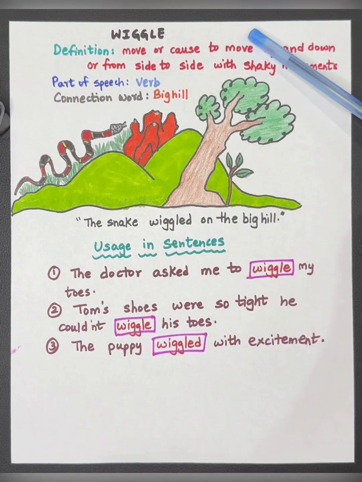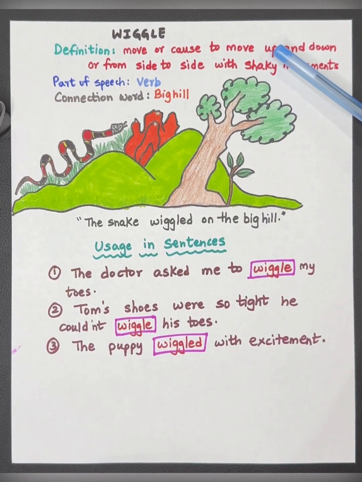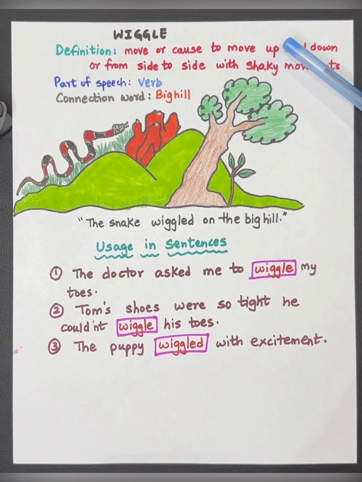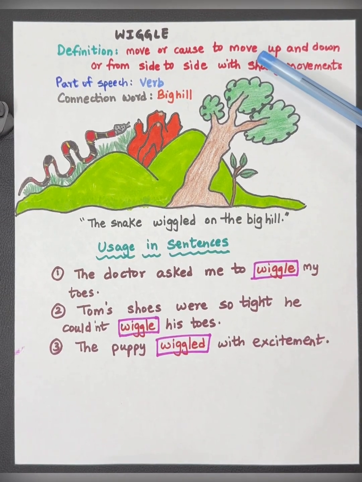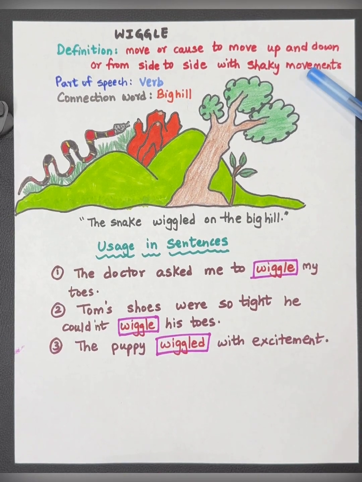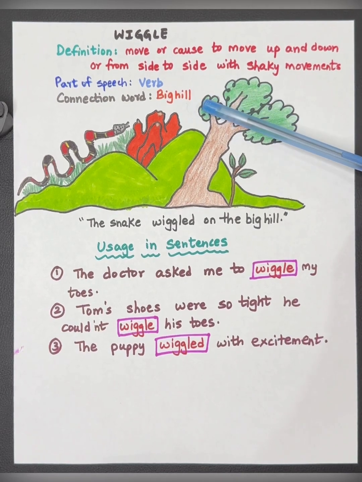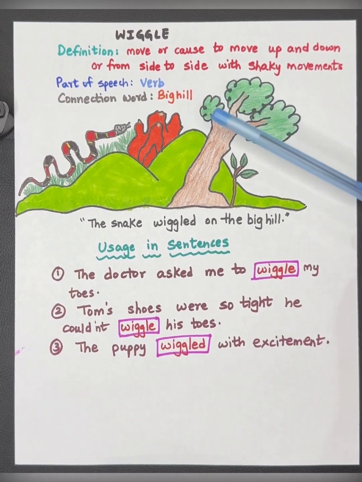The last word in this video is wiggle. Its pronunciation is wiggle. Say it with me. Wiggle. Wiggle is to move or cause to move up and down or from side to side with shaky or jerky movements. Part of speech is verb. The connection word is big hill.